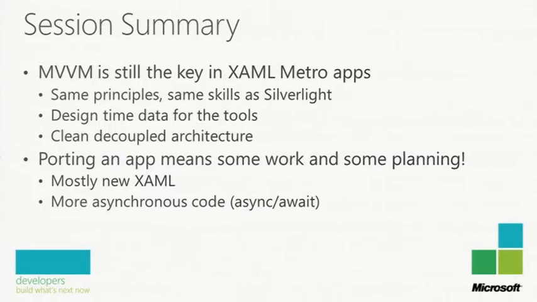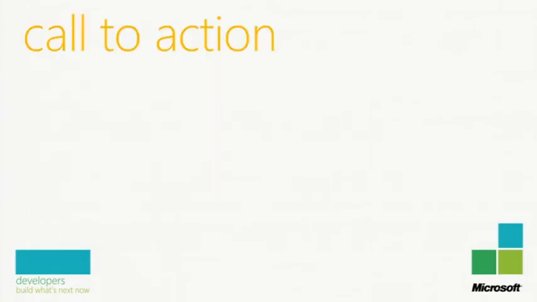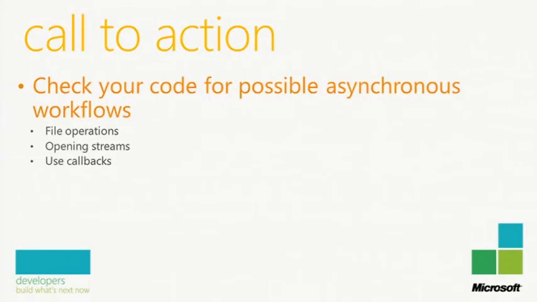Also, what's different is the asynchronous code. You have much more asynchronous code than before, so brush up on that, that's really important. Call to action. What you can do now already to prepare yourself is check your code for workflows which might be asynchronous in Windows 8. Every time you do file operations, you might want to protect yourself with a callback so that later it's less difficult to port it. Streams and all that, okay?